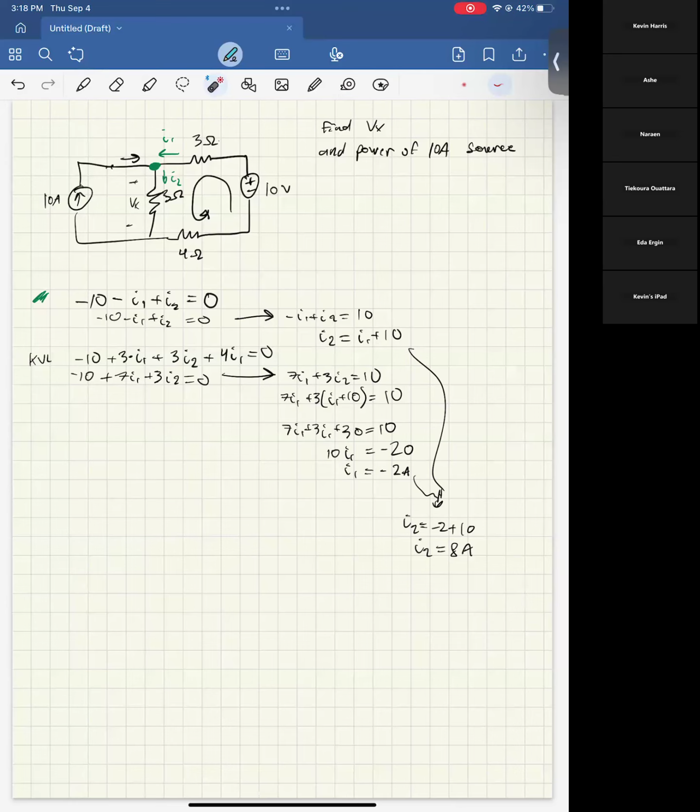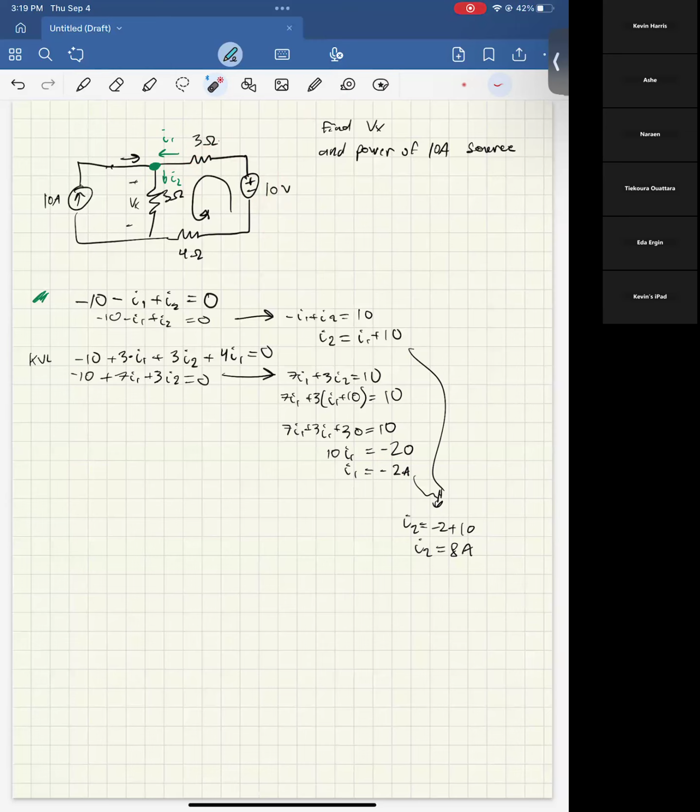So what that's saying is that while I guessed that I1 was going in this direction, the negative sign on this 2 amps is actually telling me that we have 2 amps going this way. That can happen even though the voltage source is facing that way. It just can happen like that.